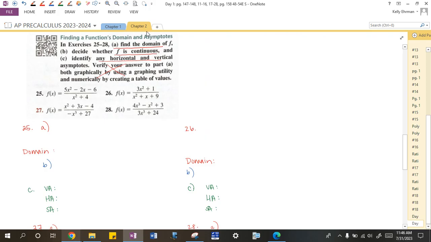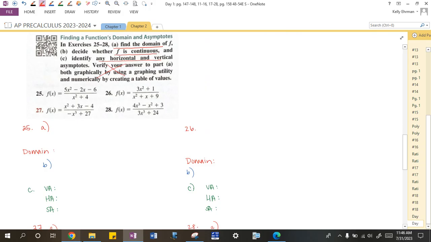For this next section, A is find the domain of F. B is decide whether F is continuous. And C, we're only doing part of C: identify horizontal and vertical asymptotes. We're not going to verify graphically or using a table of values. Again, you can if you want the practice, but I don't think that that's required.